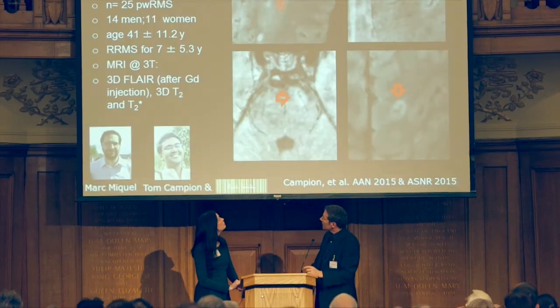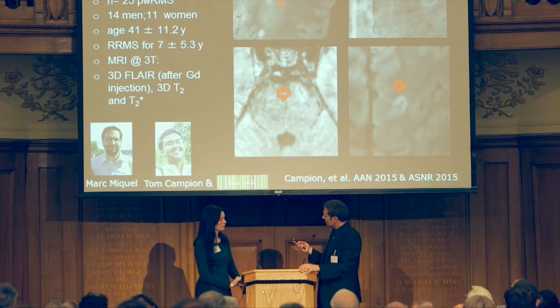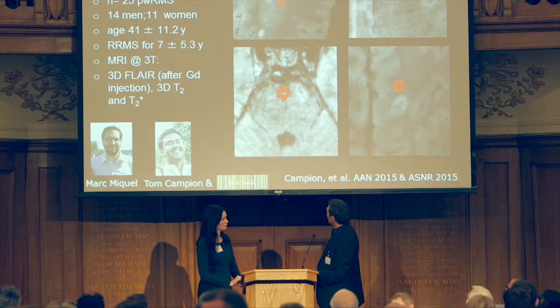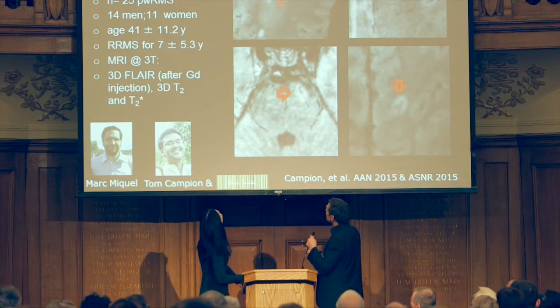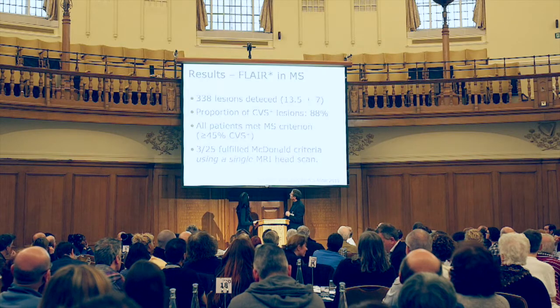So in our group, it's Mark Mikkel and Tom Campion and a colleague called Paul Smith, who didn't send me a picture, so I left him with a label, who developed this further, so-called central vein sign. Here's a few more examples. These are from our work. And this is what they've so far come up with.